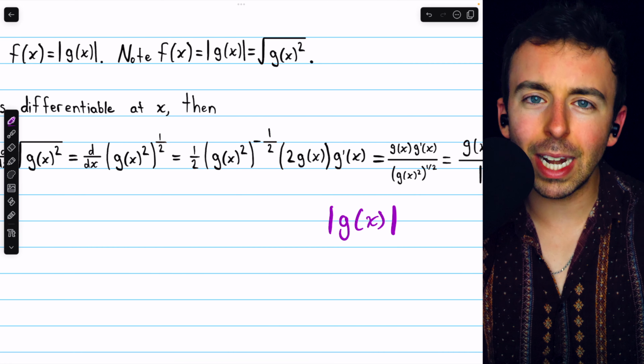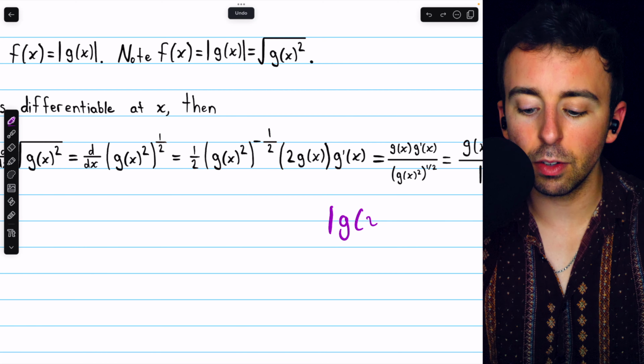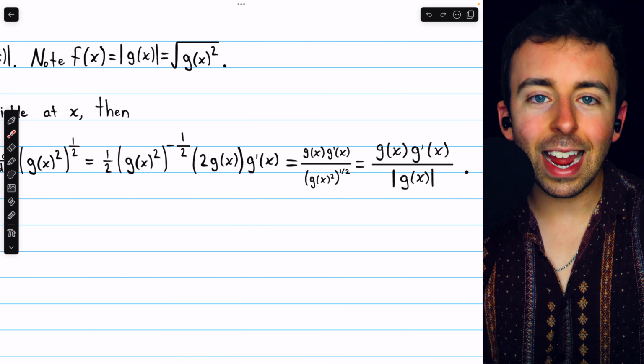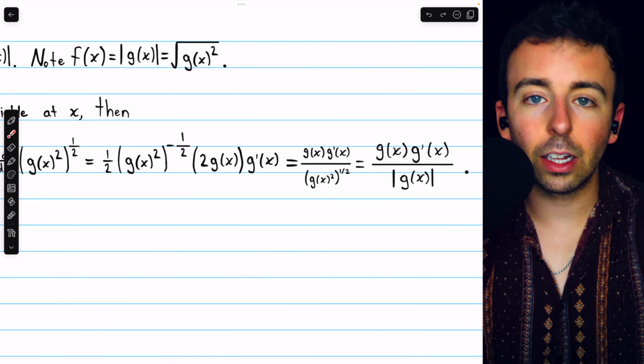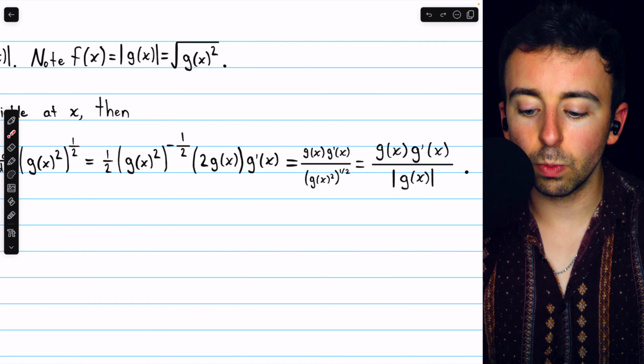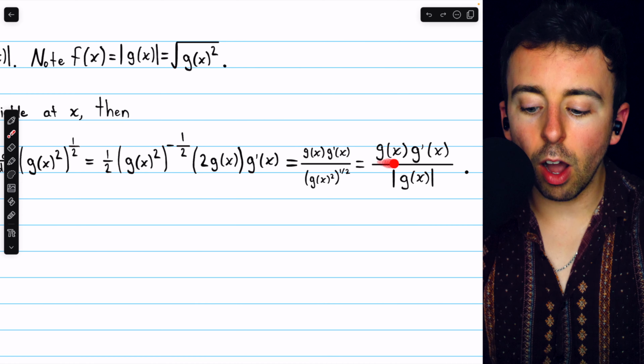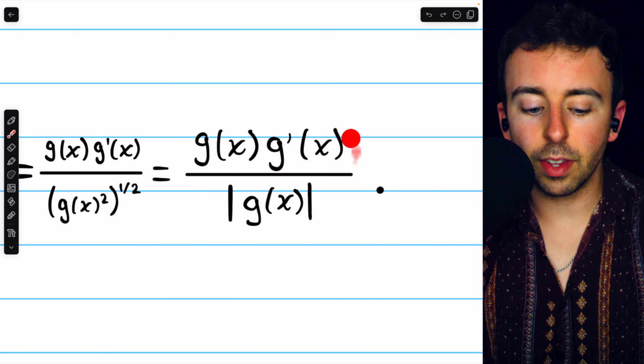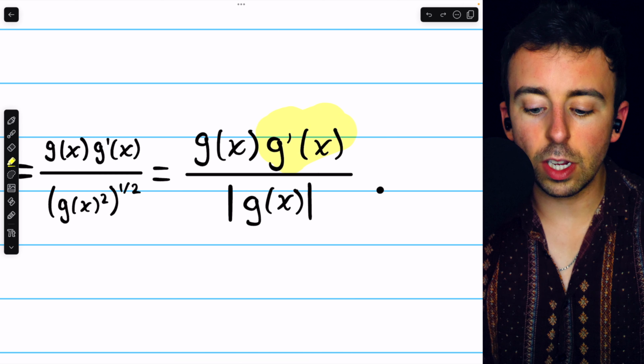So what's in the denominator is really just the absolute value of g of x, which gets us to our final answer. To take the derivative of the absolute value of g of x, we just do g of x times g prime all over the absolute value of g of x. Notice the pieces of this derivative. This here is g prime of x.